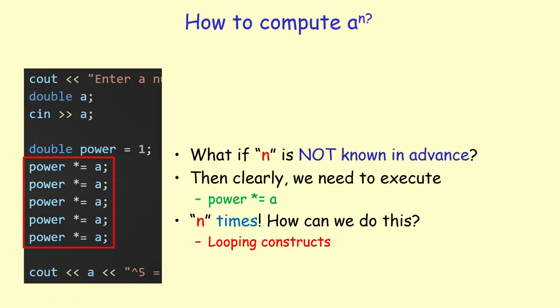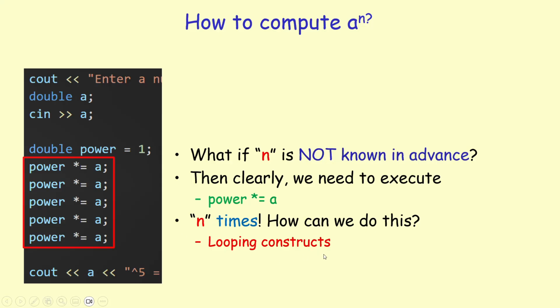But what if n is not known in advance? Then clearly we need to execute the statement power times equal to a, n times. We were able to write the code on the left hand side 5 times, multiplying power with a 5 times, because n was fixed and the value of n was 5. That's why we were able to write 5 multiplication statements to compute a to the 5. But if n is not known in advance, we don't know how many power times a statements to write.